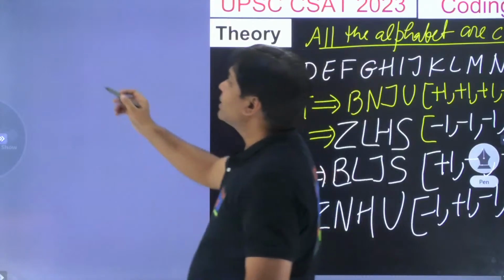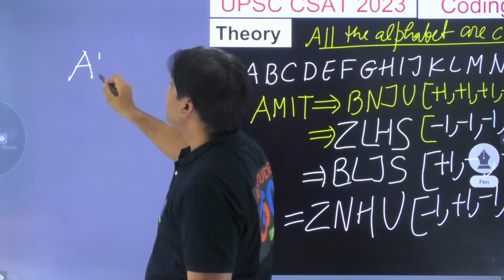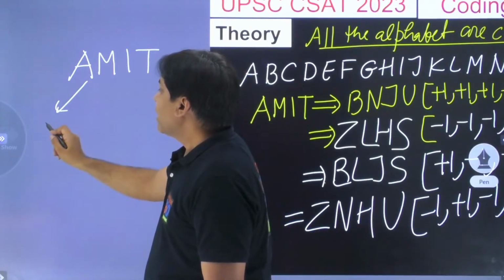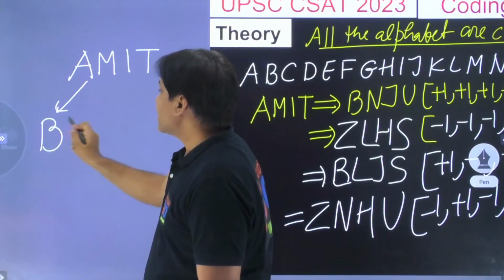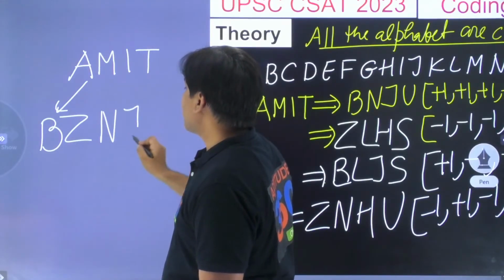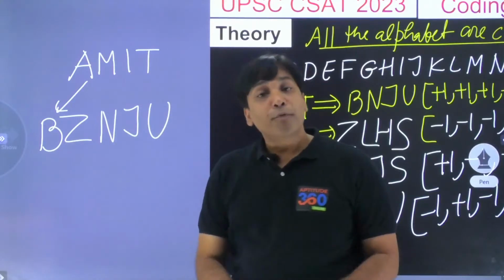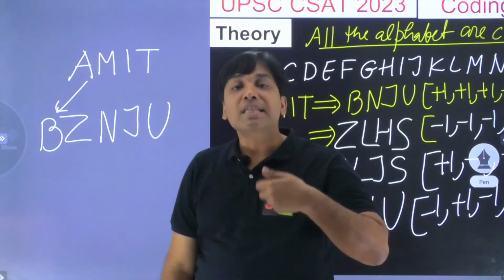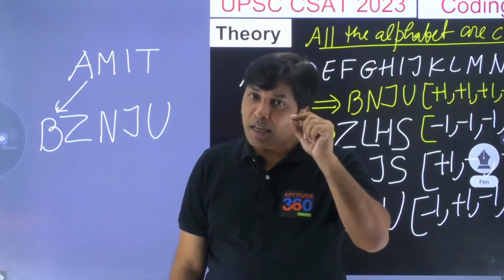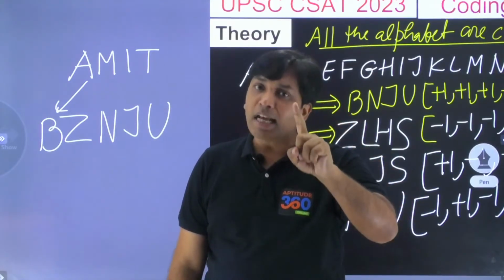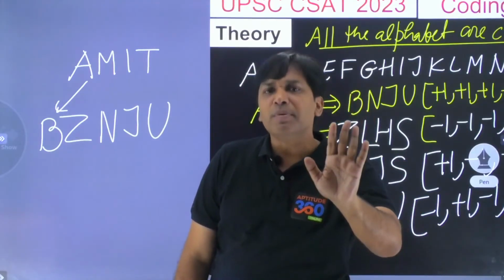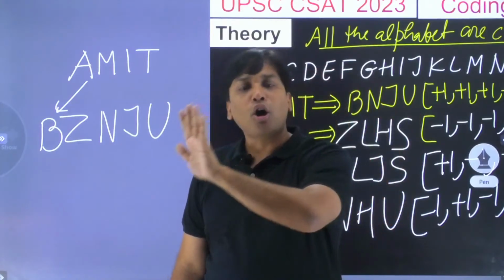If I say that I have got Amit and Amit is getting replaced by B and then Z, and then M becomes N, I becomes J, T becomes U. 4 alphabets are getting replaced by 5 alphabets. And if that is the possibility, what you should be thinking is there is 1 alphabet which is getting replaced by 2 alphabets. So there is a possibility that either this is the first alphabet or this is the last alphabet.